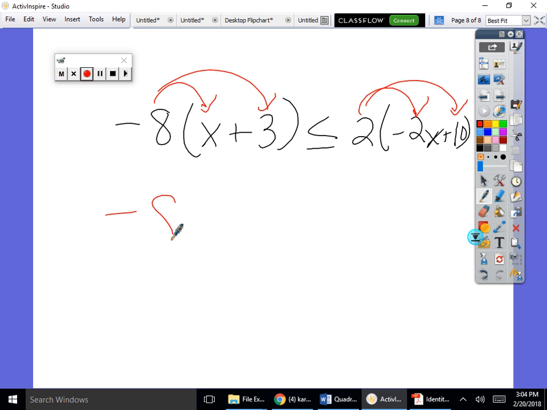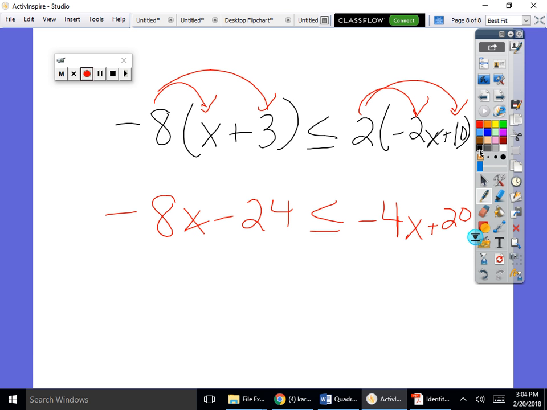All right, so -8x minus 24, because a negative times a positive is a negative. And then I have -4x plus 20 on this side. There's a variety of ways to do this. What's the first move you would like? There's a variety of ways. What do you want me to start with?